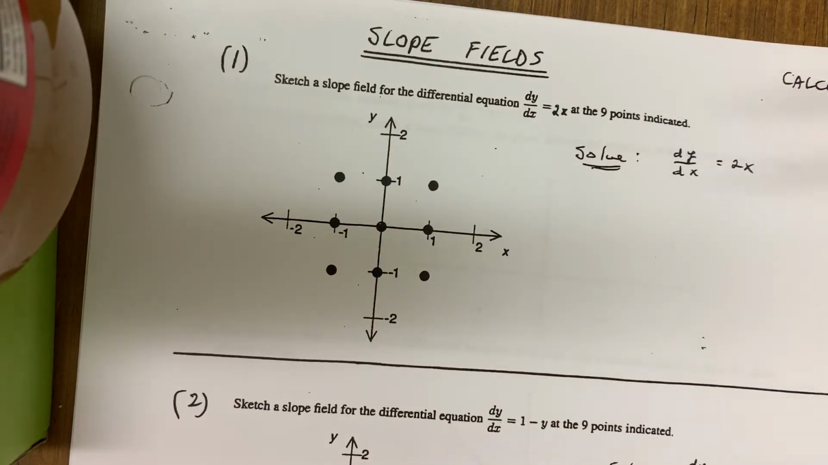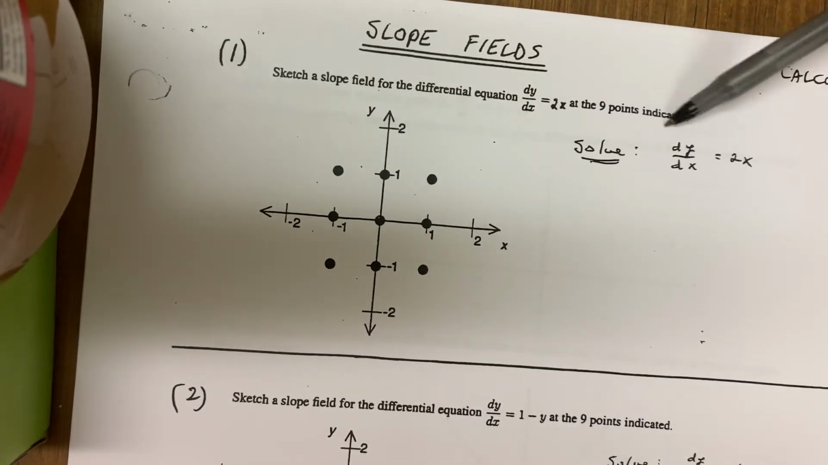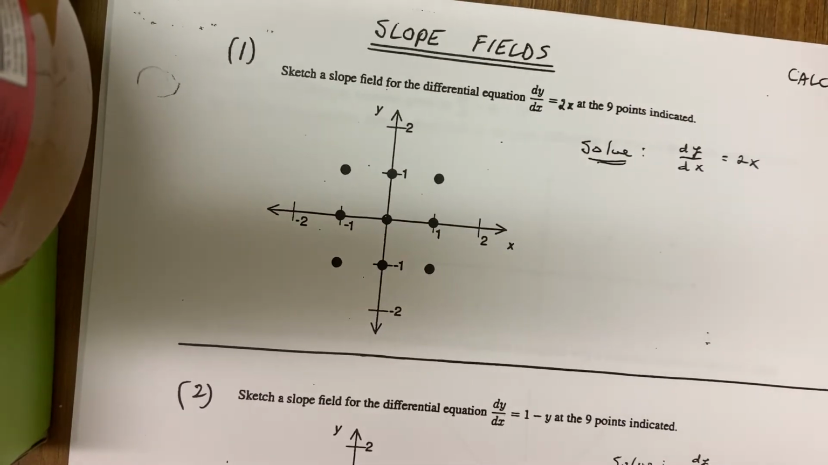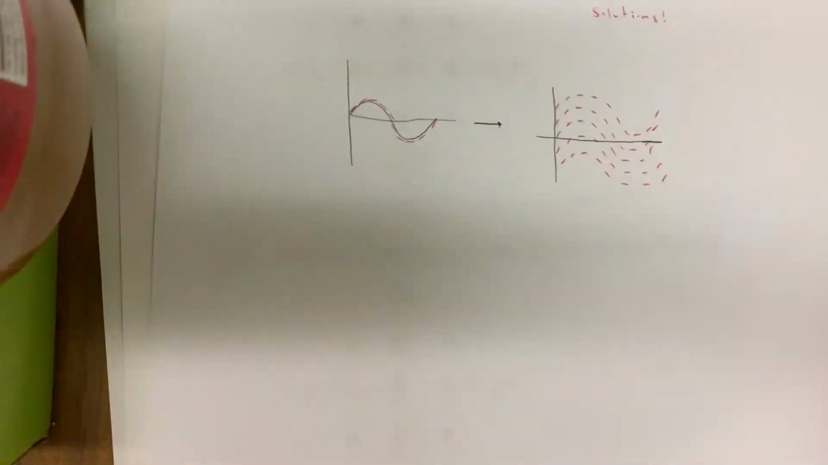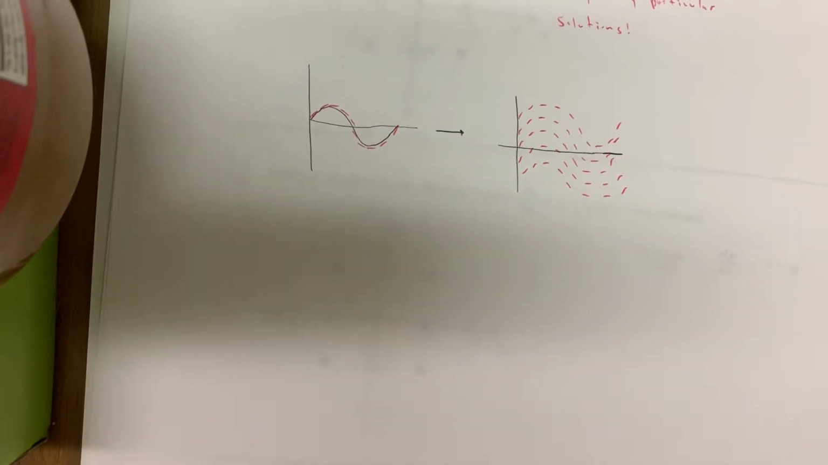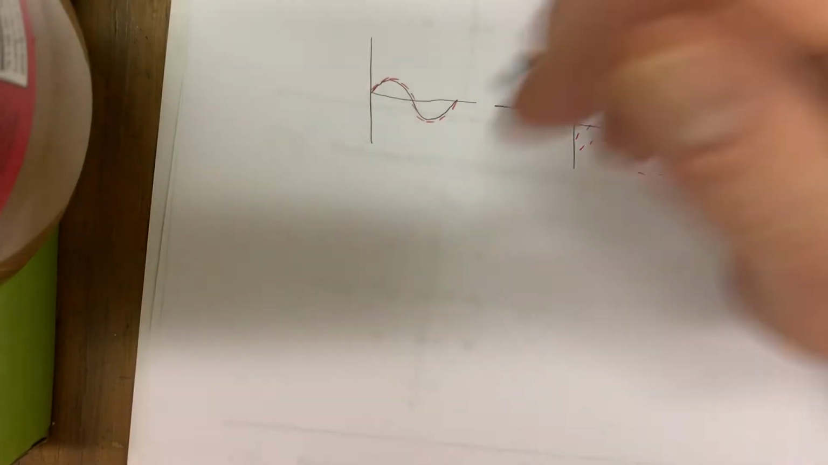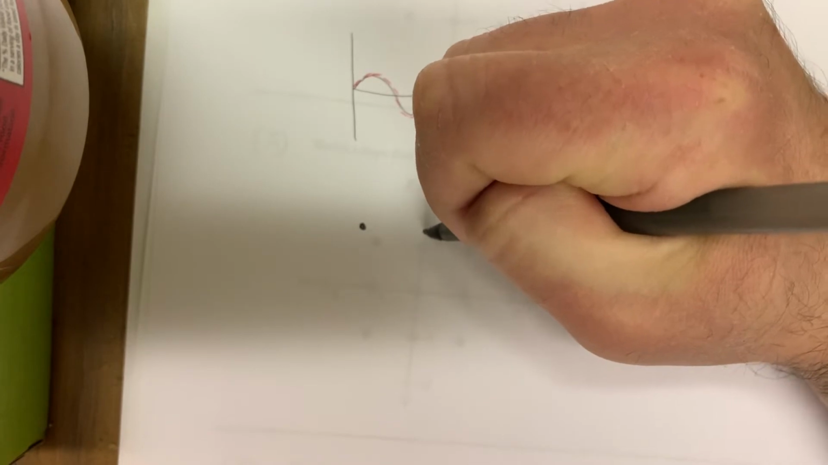But here, slope fields: sketch a slope field for this differential equation, dy/dx equals 2x, at the 9 points indicated. So they're actually going to give you points, and they're going to want you to sketch a tangent line at each point. Now, how are you going to do that? Well, if you want to draw a little tangent line, you've got to get the slope of the tangent line. Slope of the tangent line means the derivative, which they're going to give you, by the way. That's the differential equation. But maybe we'll do like 6 dots here before we actually jump into that first problem.